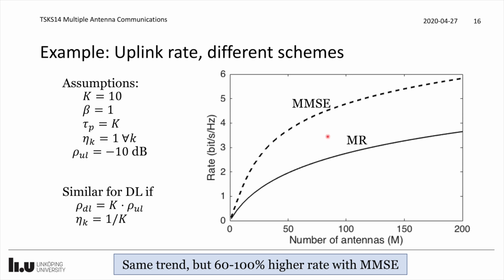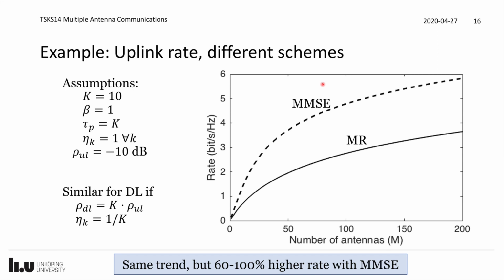But there is also a substantial gap between them. So we can get a 60 to 100% higher rate using MMSE processing than maximum ratio. And as we increase the number of antennas, this gap will actually still remain, at least to some extent. So that means that it's always better to use MMSE processing than maximum ratio.